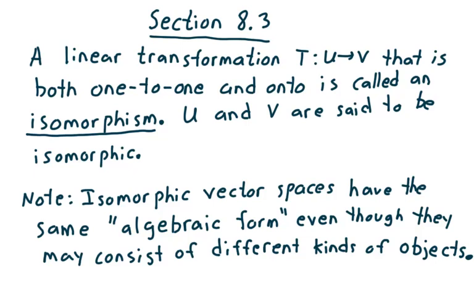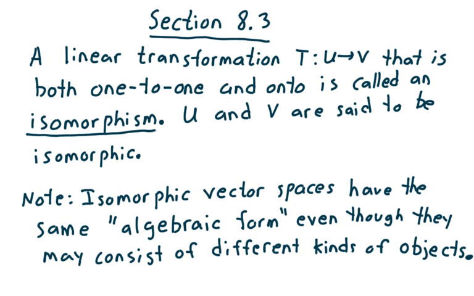This is a video from section 8.3 in linear algebra, and it's based off the lecture notes. A linear transformation T that maps U to V that is both one-to-one and onto is called an isomorphism. U and V are said to be isomorphic. Isomorphic vector spaces have the same, quote, algebraic form, even though they may consist of different kinds of objects.